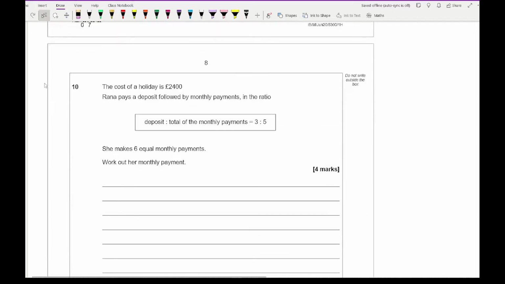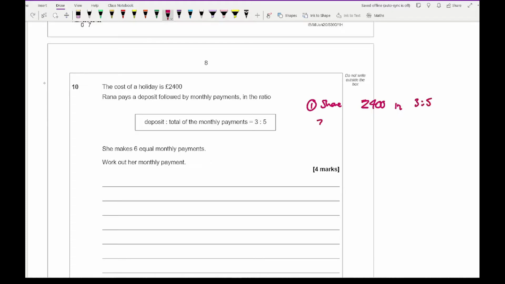Then looking at question 10, it says the cost of a holiday is £2,400. Rana pays a deposit followed by monthly payments in the ratio of 3 to 5. She makes 6 equal monthly payments. Work out the monthly payments. So with this, what we want to do first is share 2,400 in the ratio of 3 to 5.